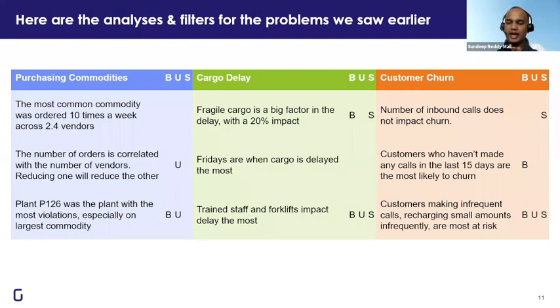And having additional trained staff and forklifts impacts the delay. This is a big, useful, and surprising insight. So by adjusting the number of forklifts that are available in a shift, you can reduce the delay significantly. That's the insight we found.